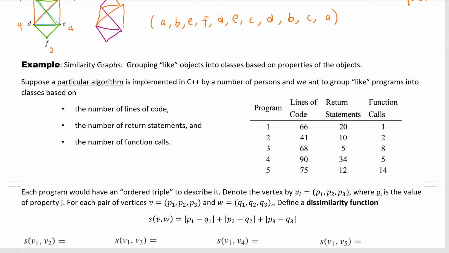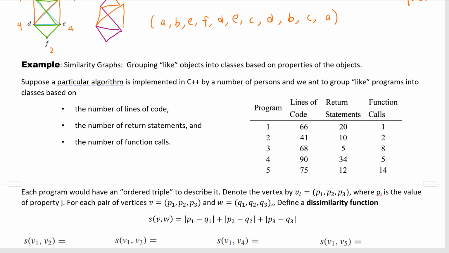Let's look at this example. Similarity graphs: grouping like objects into classes based on properties of the objects. Suppose a particular algorithm is implemented in C++ by a number of persons, and we aim to group like programs into classes based on three rules. First, the number of lines of code. Second, the number of return statements, and the number of functions called.